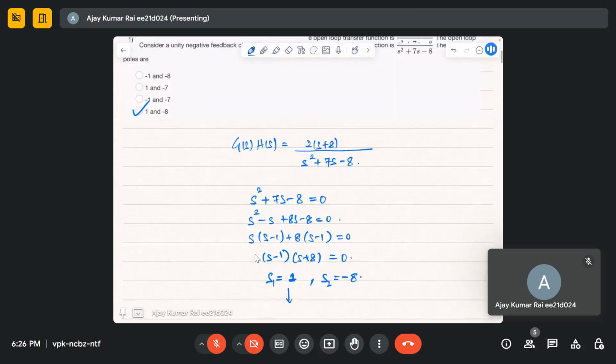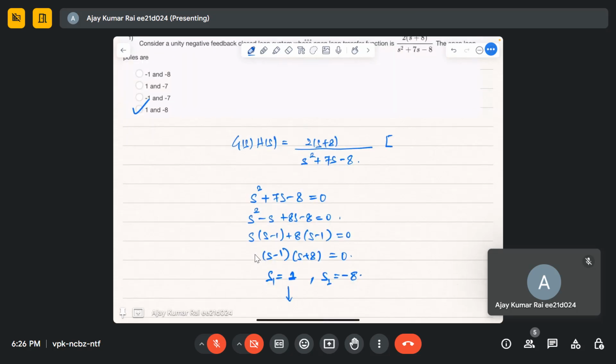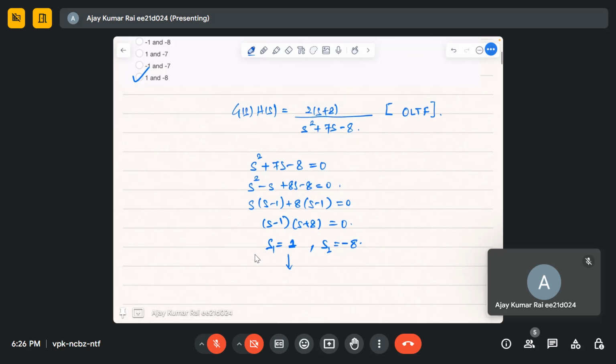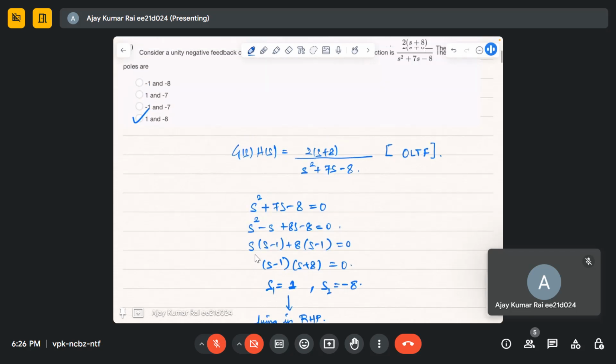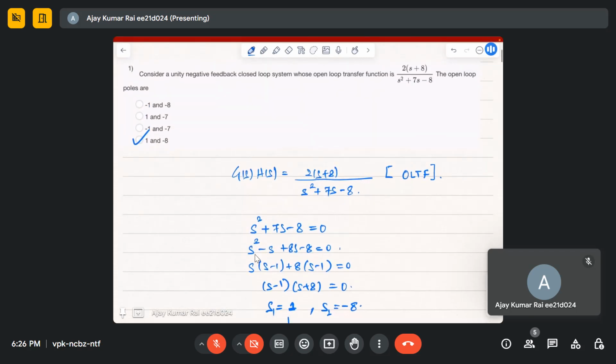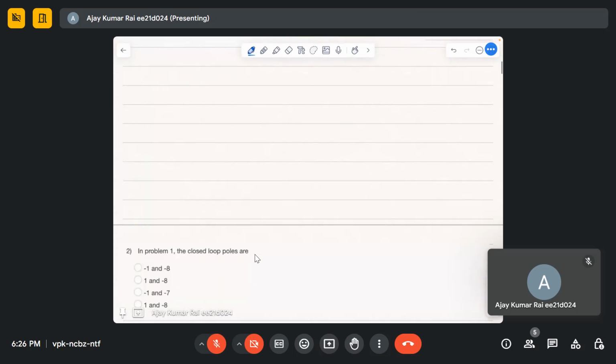But this is the open loop transfer function, so you can stabilize it, no problem. Closed loop poles should not lie on the right half plane. So any doubt? I don't think you should have any doubt in this case. I'll go to the next.